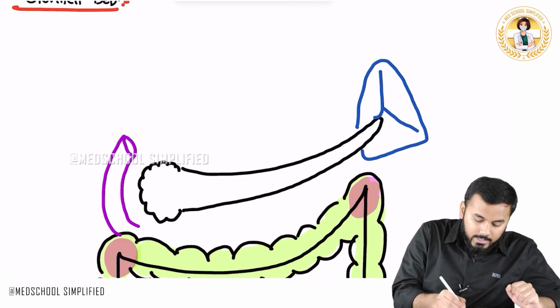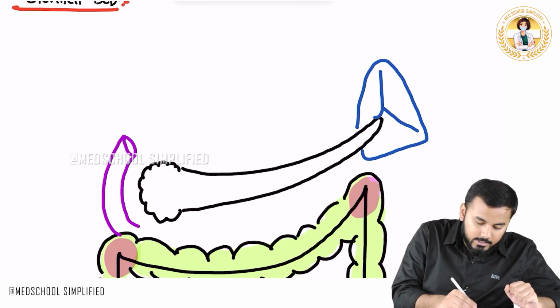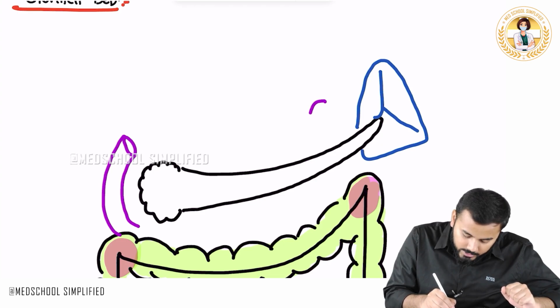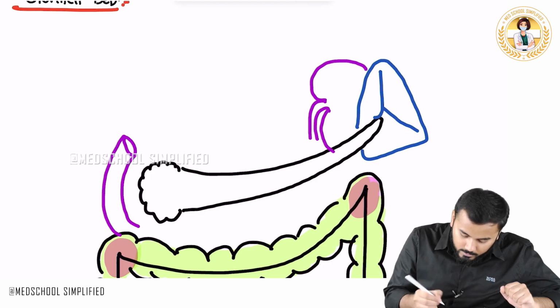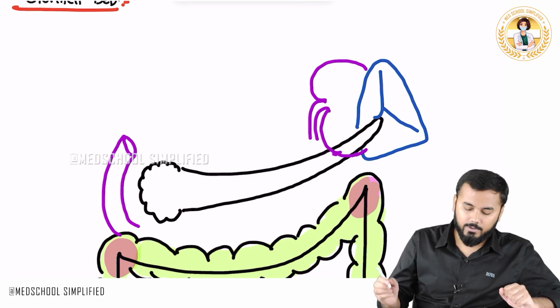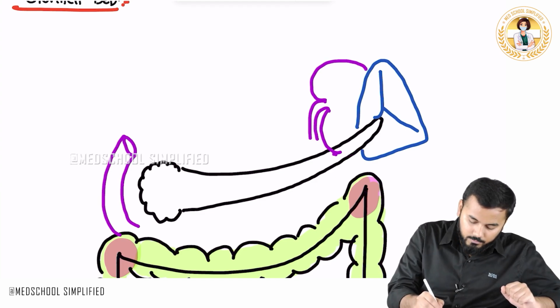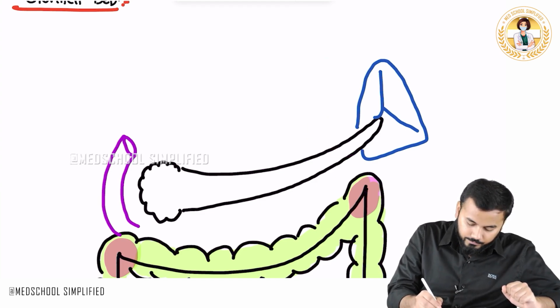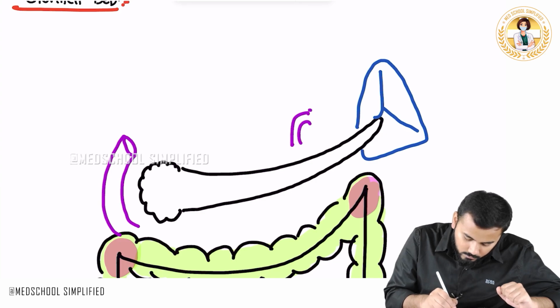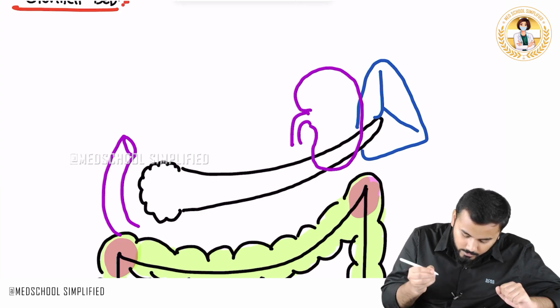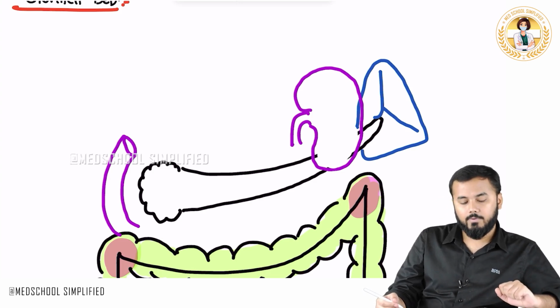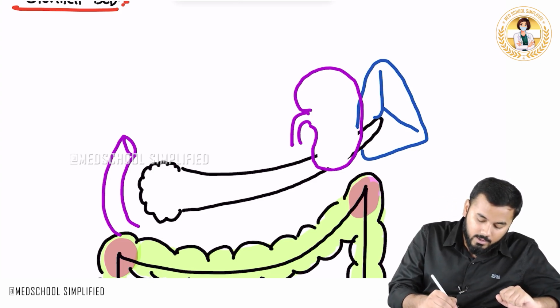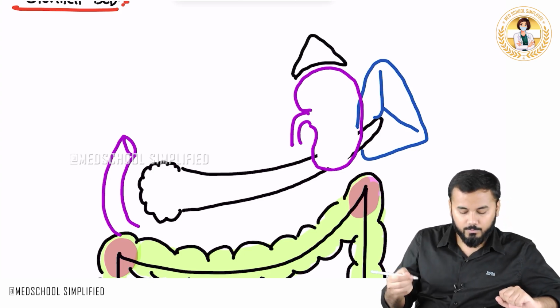Just near to that, here you have got a very important structure to know. What is this important structure, guys? This structure which I am drawing right now is your kidney, which is located over here. Let me draw it a little more clearly. So this is your kidney located over here. Now all of you know, above the kidney, what do you have? You have got your suprarenal gland.